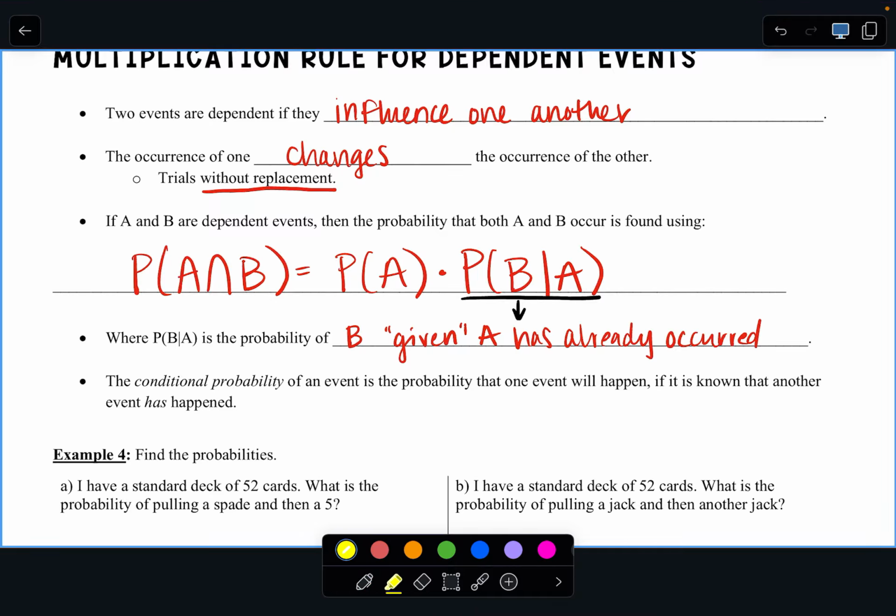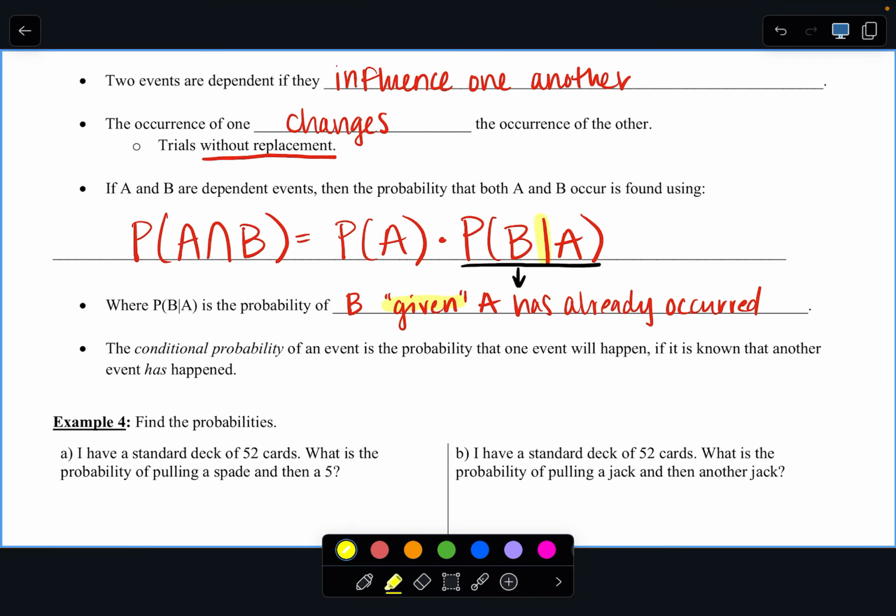So think more, because "given" is going to be what this bar is representing. Think more in line of, I have a room full of 100 people and it's 60 men and 40 women, and I take one person and it's a woman and I don't put her back. That's going to change the overall probability of how many women are in the room.